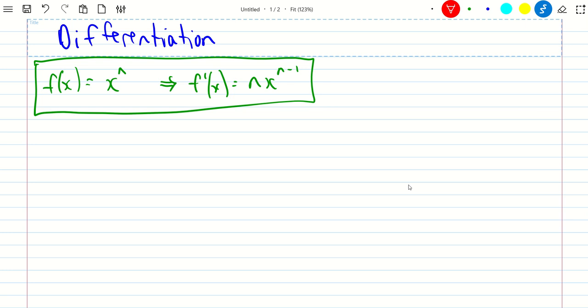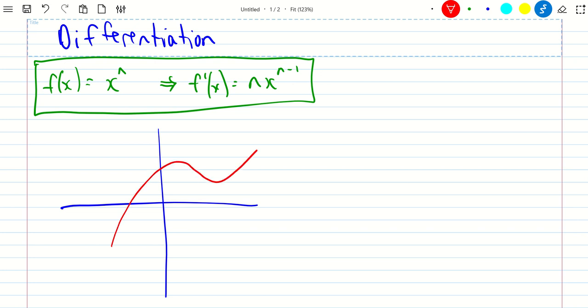Today we're going to introduce the topic of differentiation and where that comes from. Differentiation is the original part of calculus, the beginnings of calculus, where it all comes from. As a basic understanding of what we're talking about when we talk about differentiation, if we have some function, some curve like that.